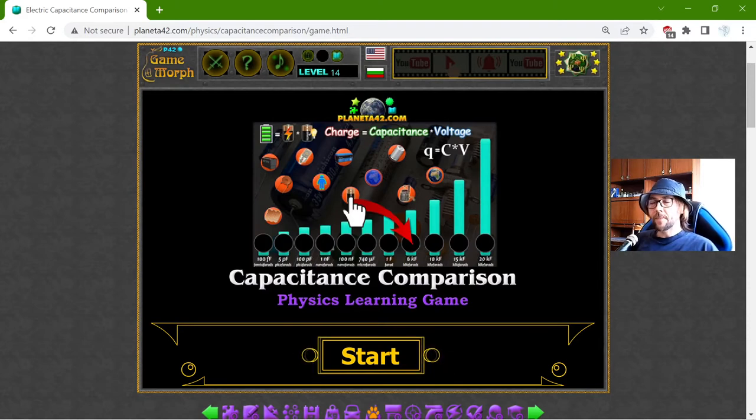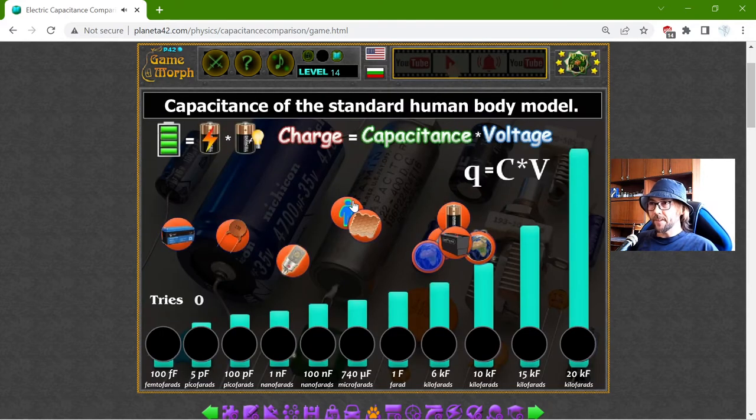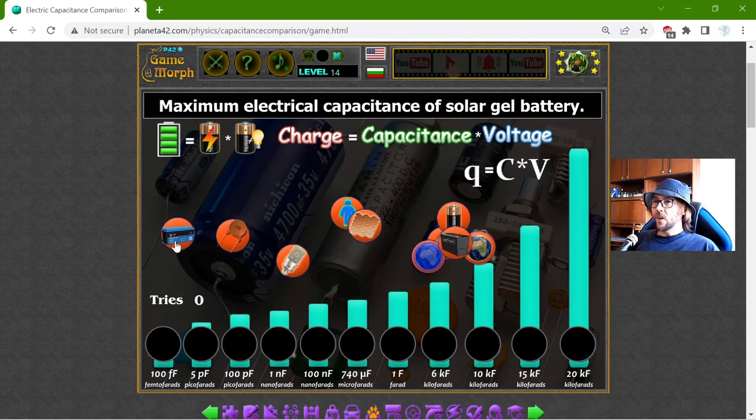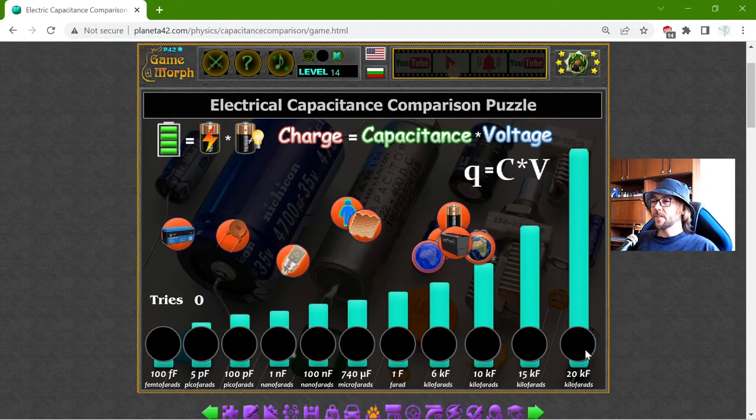Today's educational game that I play is the Capacitance Comparison Puzzle. This is another fun physics homework exercise when studying electricity, in particular the electrical capacitance. Again, I have 11 objects with different electrical capacitance and 11 units for them.